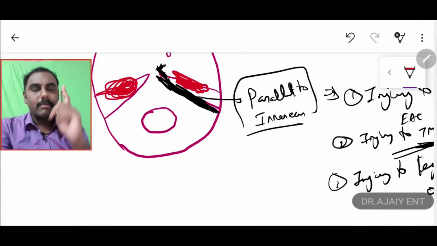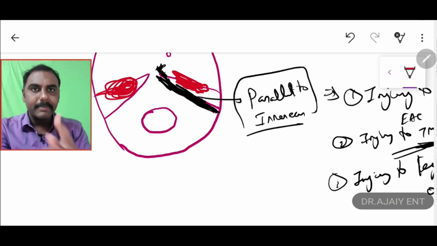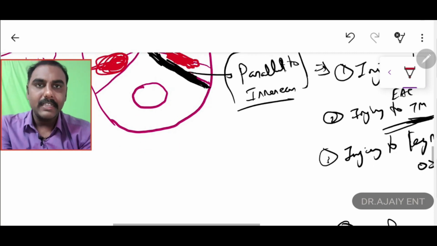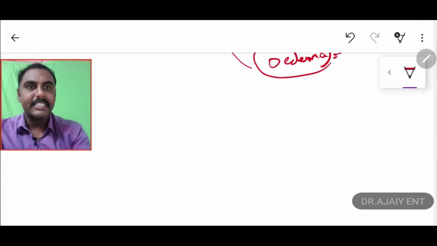So, the most common fracture is the longitudinal fracture. Longitudinal fractures have very low chances of facial palsy compared to transverse fractures, only 20% involvement, and the patient will have a conductive pattern of hearing loss, not a sensorineural pattern. I will discuss it again.